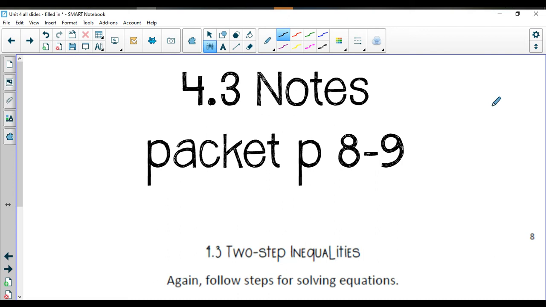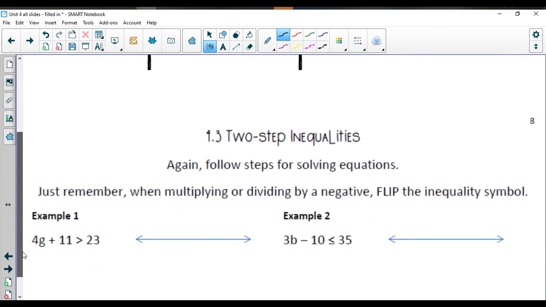This is lesson 4.3 in your notes packet. We're starting on page 8 here, and we're going to cover pages 8 and 9. Today's lesson is about two-step inequalities.